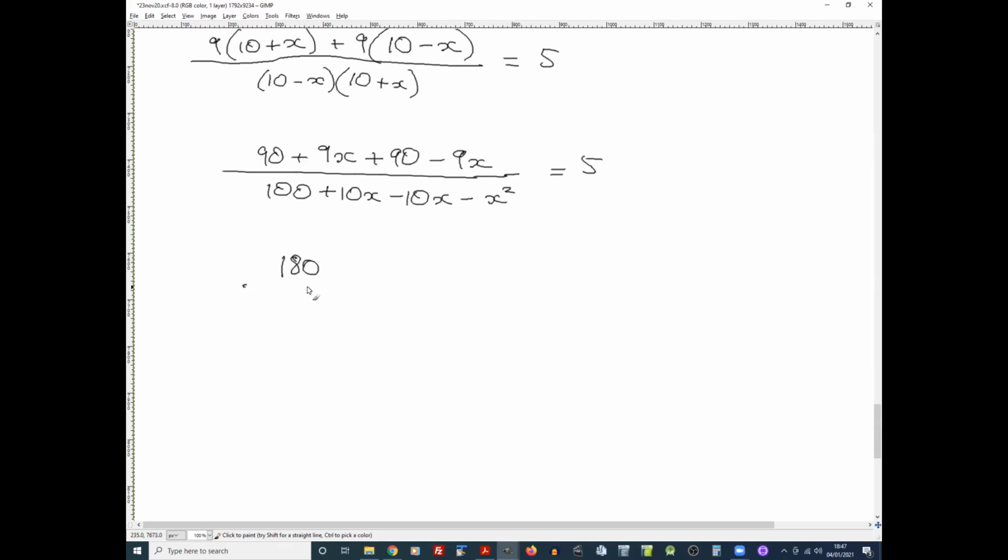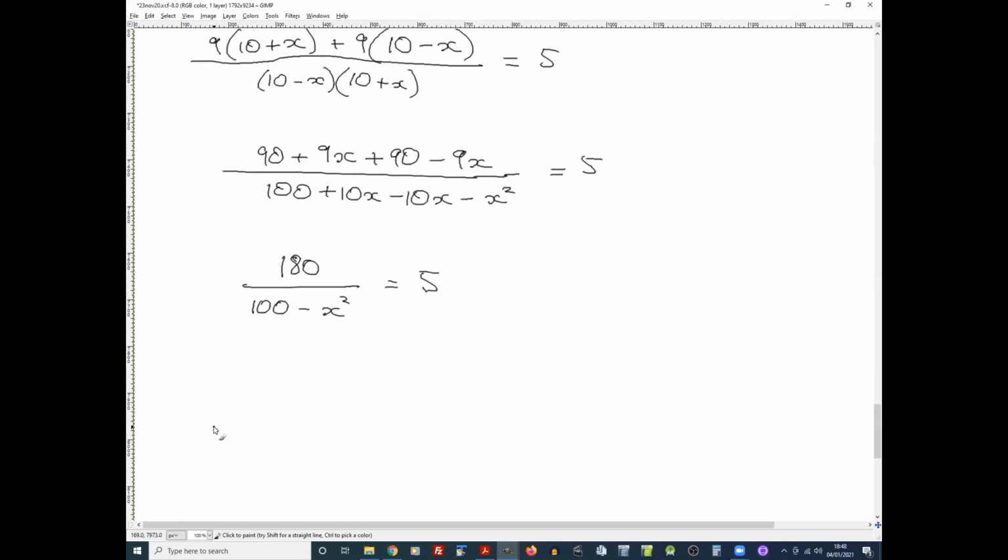Over minus x squared plus 100. And that's it. Shall I write minus x squared plus 100? Or you could put 100 minus x squared. I could write 100, and then I lose the minus sign. We tend to like to lose the minus sign if we can, don't we? Equals 5. Lovely. Next.